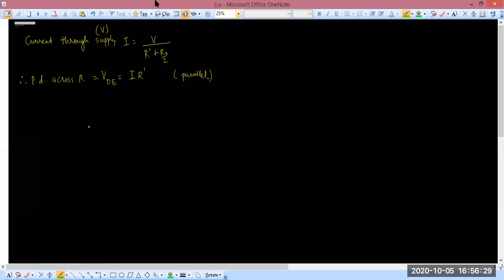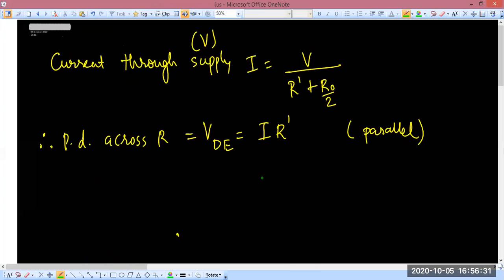Okay then. So now let's put values. V upon R dash. That much calculation? R0 R upon 2, what was it? R0 plus 2R. This is only I's value. Remember, this is only I's value. Clear?